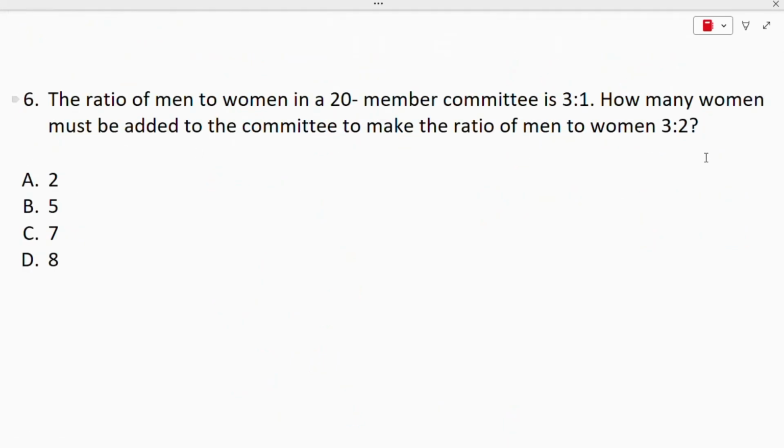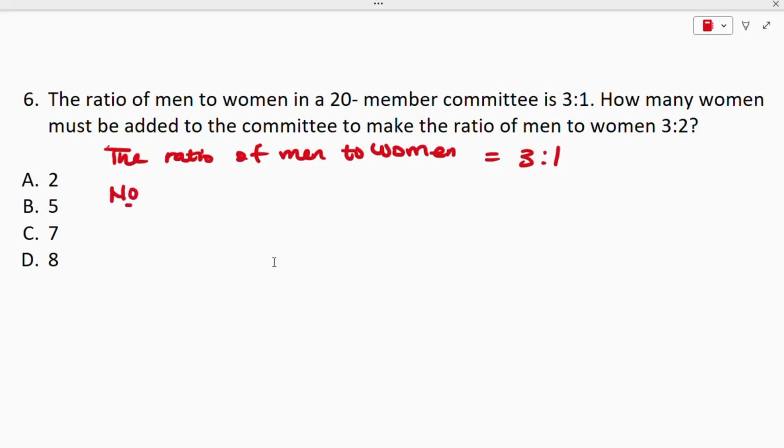Alright, so right here we have question number 6. The ratio of men to women in a 20-member committee is 3:1. How many women must be added to the committee to make the ratio of men to women 3:2? Alright, so the first thing, guys, you want to do is to write out your parameters. So the question says the ratio of men to women. Now the ratio of men to women, we have it to be what? 3:1. Okay, now next we want to write the number of committee members. Now we have that the number of committee members is what? 20, from the question.